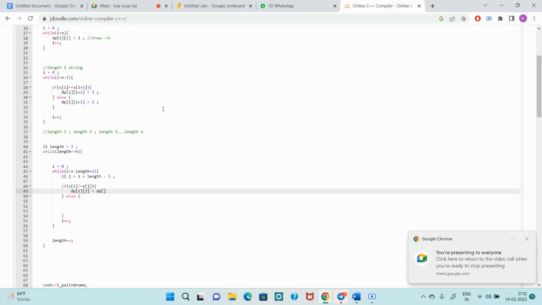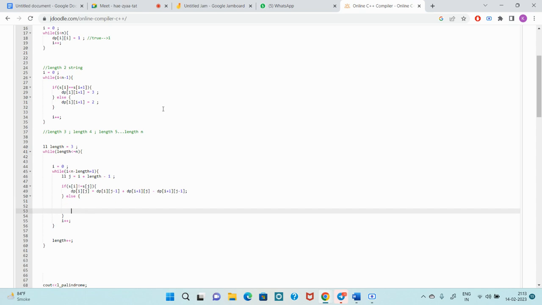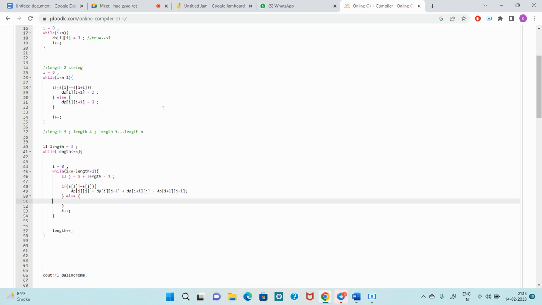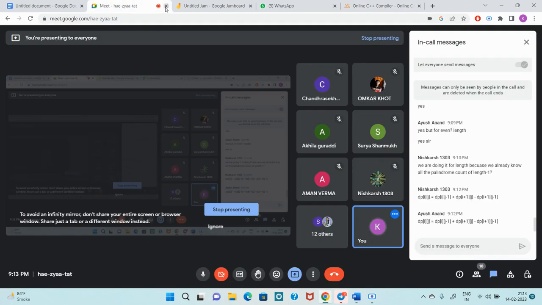So dp[i][j-1] plus dp[i+1][j] minus dp[i+1][j-1]. So this much is clear. Okay, nice, good. So guys, now comes the hardest part. Not really hard if both the stuffs are equal. So let's discuss what to do for that.